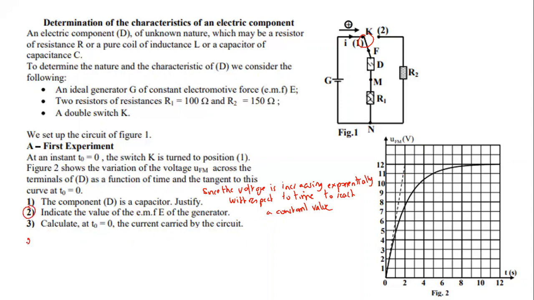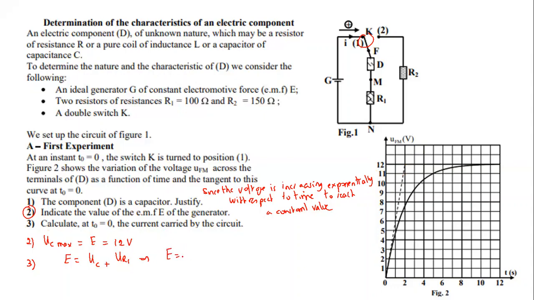So we know that for a capacitor, UC maximum is equal to E. And we know from the figure that UC maximum is equal to 12 volts. So we continue. Calculate at t equals 0 the current carried by the circuit. In order to find the current, we'll use the law of addition of voltages. So we have E is equal to UC plus UR1. Now we want to find it at t equals 0.